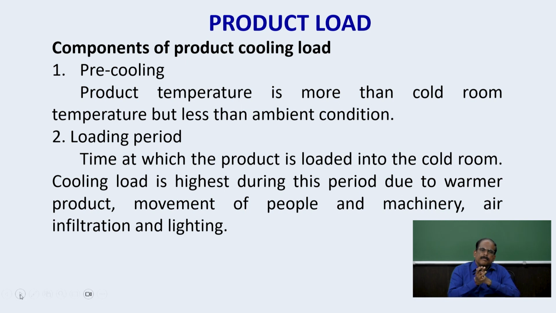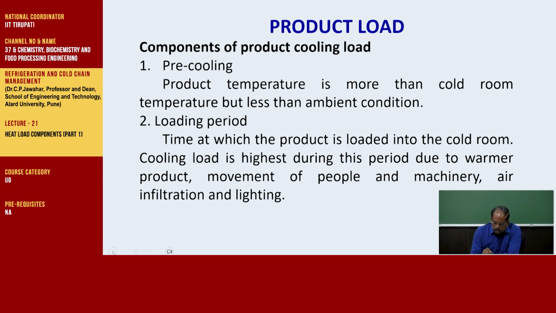So suppose the ambient temperature is 35 degrees centigrade at the field. If there is a delay in employing pre-cooling by 1 hour, then the shelf life of the product gets reduced approximately by 1 day or up to 20 hours. So when we are having the pre-cooling, the temperature will be less than the ambient. Suppose the ambient temperature is 35, it will be less than 35, but it will not be less than the cold room temperature. Obviously, it will be more than the cold room temperature.